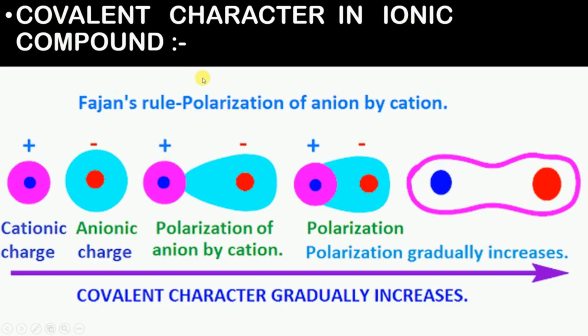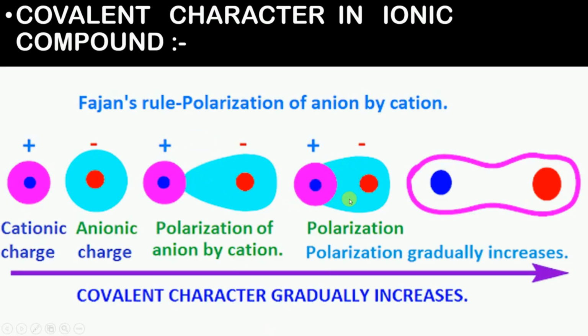Now what is the meaning of this? Some ionic compounds behave like covalent compounds. They show some properties similar to covalent compounds. So I hope you have understood the term covalent character in ionic compounds, as well as what is polarization of anion by cation. Clear with this?